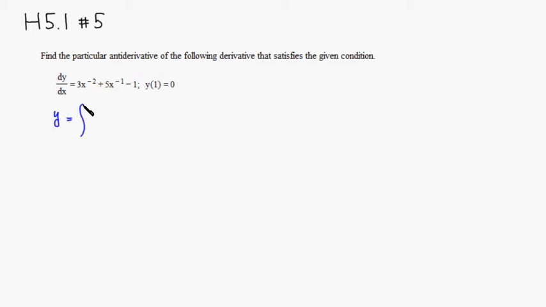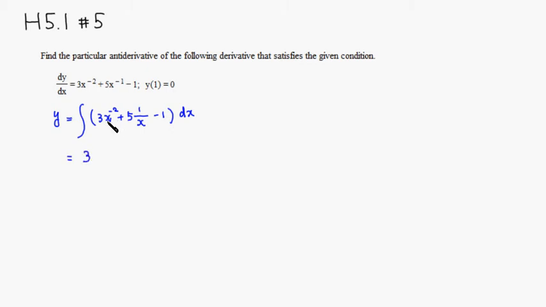So here it's an antiderivative of 3x to the negative 2, plus 5 times x to the negative 1, which I'm going to write as 1 over x, then minus 1, dx. So 3 is a constant, so I'll just put 3.